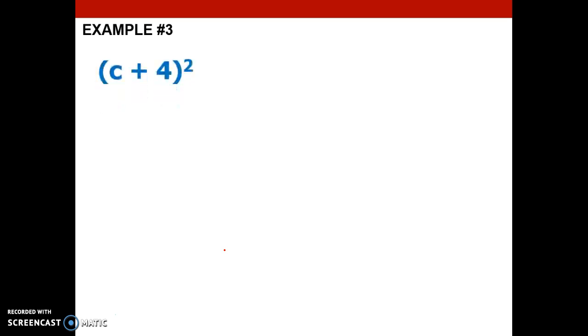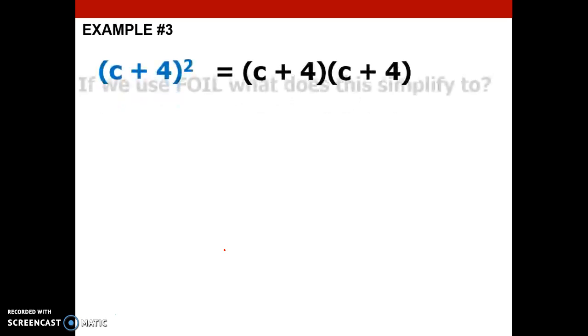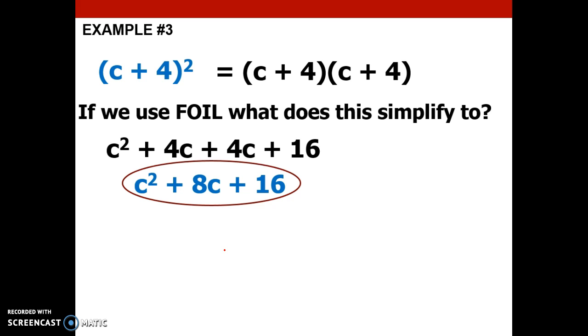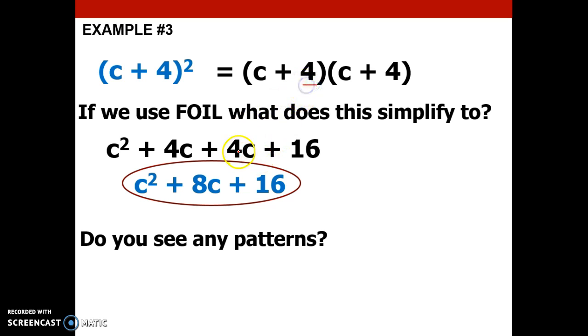Let's do another one. How about C plus 4 squared? When I FOIL these out, I'm going to get C squared plus 8C plus 16. Have you noticed a pattern yet? Notice the number we're multiplying. We have a 4 here. In the middle, I have an 8. In the end, I have a 16.